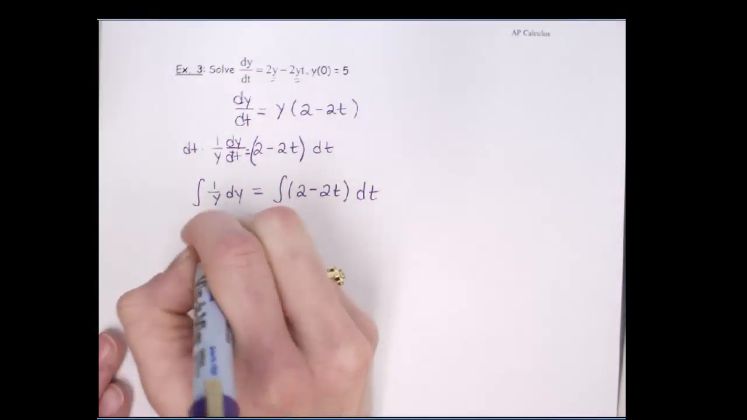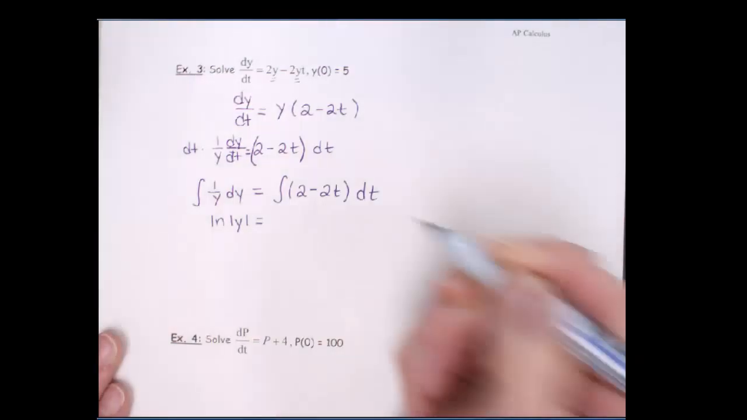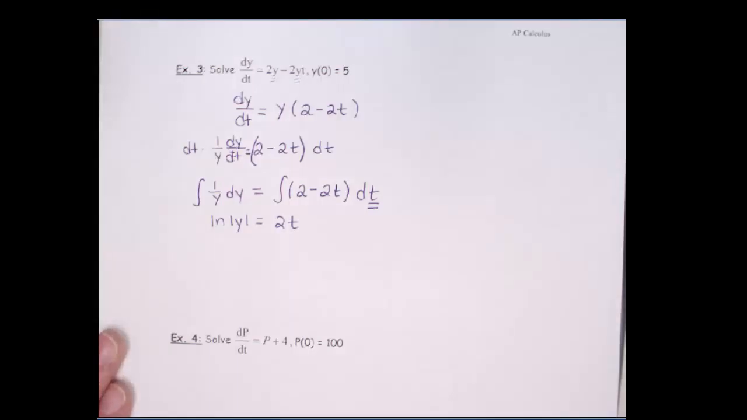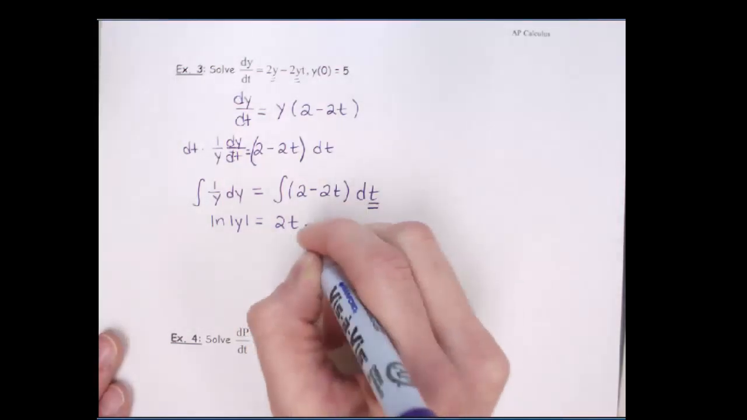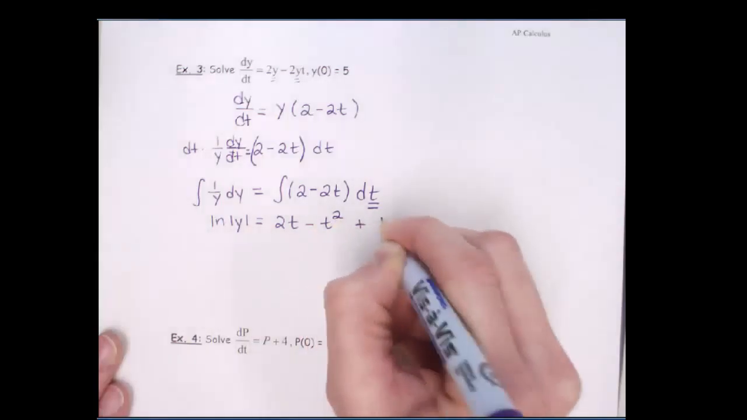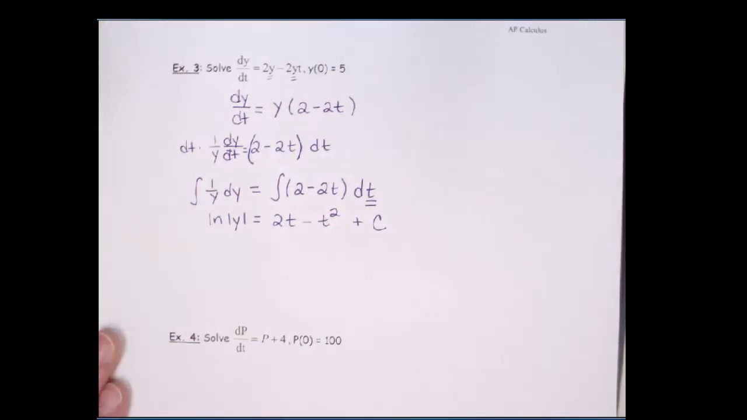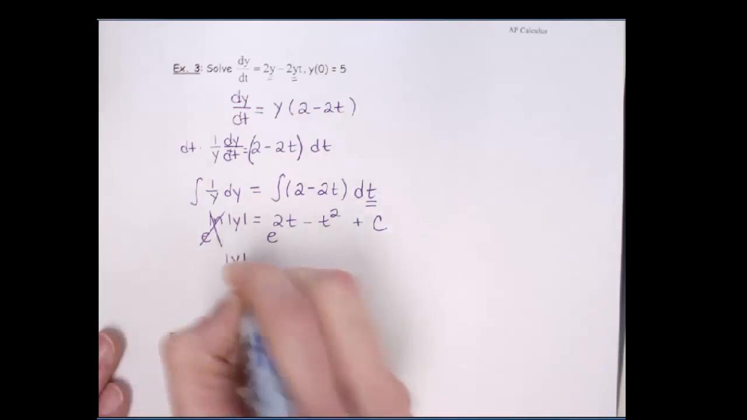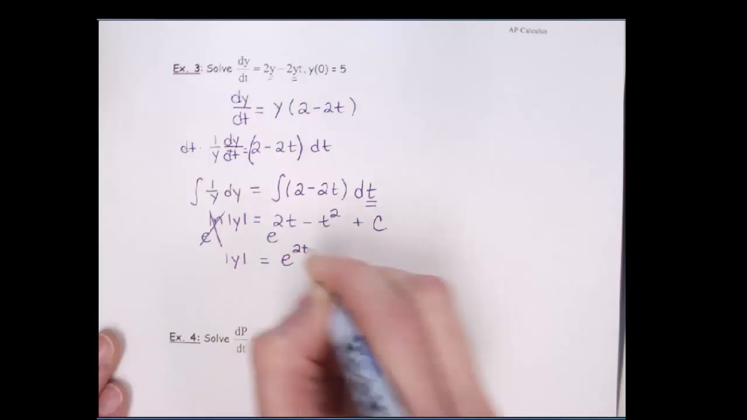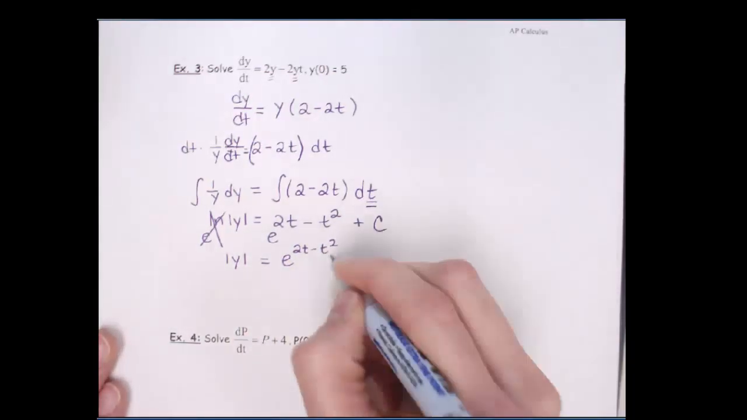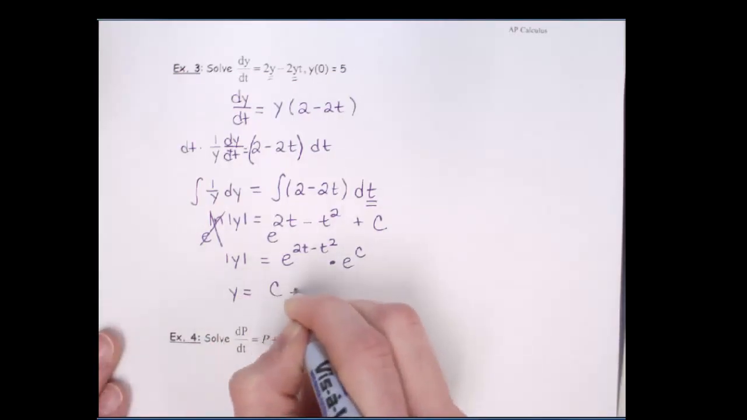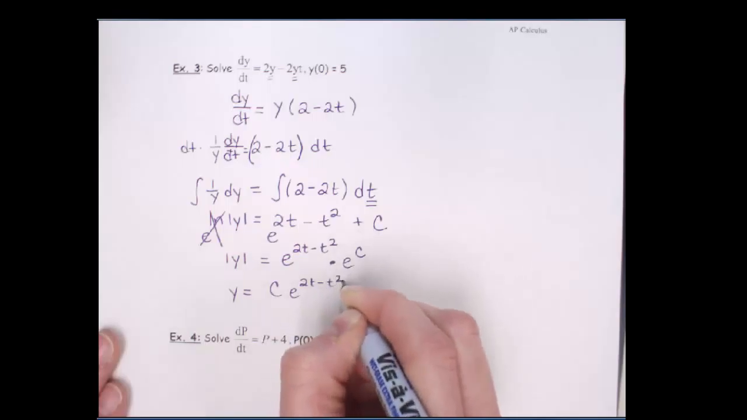So 1 over y becomes ln absolute value y. Antiderivative of 2 is 2t in this case because the variable is t, not x. Make the variables match. And negative 2t becomes negative t squared plus c. And so again, I'm going to take the e of both sides so that I can cancel out the ln. Anytime there's an e and an ln next to each other, they cancel out. And I'm going to write this as e to the 2t minus t squared times e to the c. So I really just have y equals c e to the 2t minus t squared.